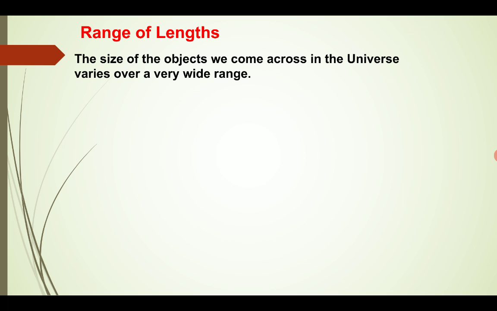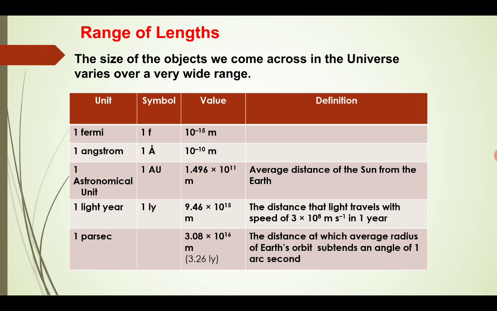Now let us discuss about the range of length. Now the size of object we come across in the universe, it varies widely. Like we are having the distances of the order of the Fermi level, even less than that, and of the order of the universe. So the range can vary from as small as 10 raised to power minus 15 meter to 10 raised to power 26-27 meter.